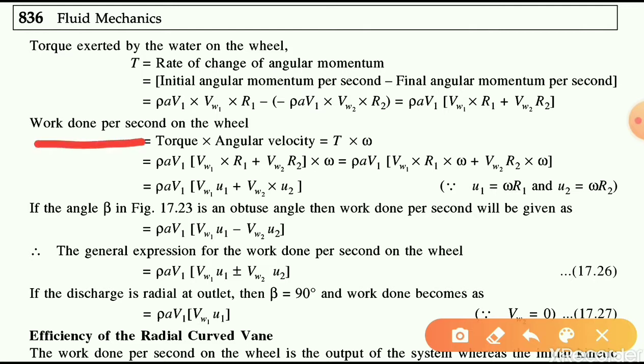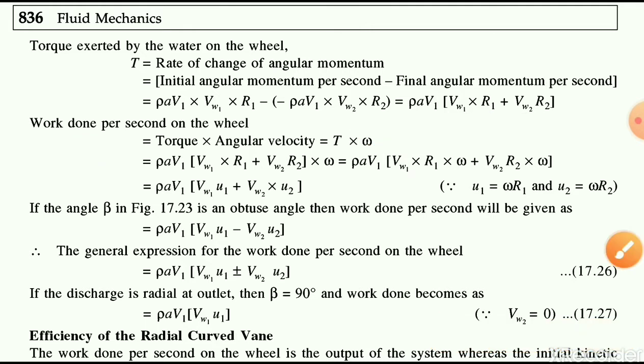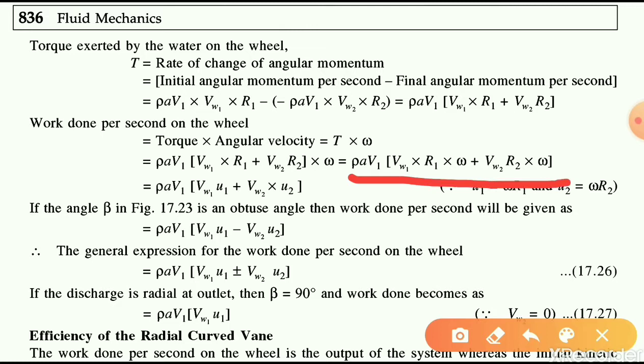Hence we can now easily find the work done per second on the wheel. Work done is equal to torque multiplied by angular velocity. The torque we have found here, and the angular velocity is omega. So the expression for the work done per second on the wheel becomes rho a v1 multiplied by vw1 r1 omega plus vw2 r2 omega.